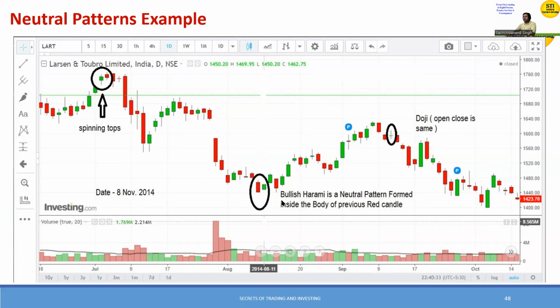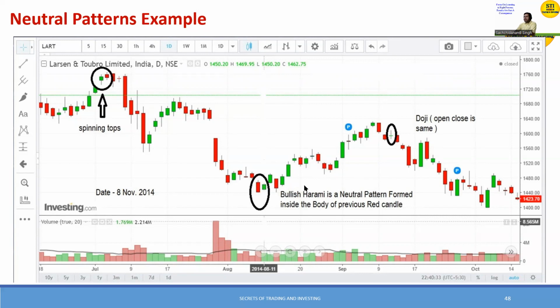And the third example is the bullish harami or bearish harami. These are both the same. In the bullish one, the first candle will be the red one, and within the first candle a smaller green candle is forming. Just to remember, by analogy, it may look like a pregnant lady, and that is how the candlestick pattern forms. It will be known as a harami.